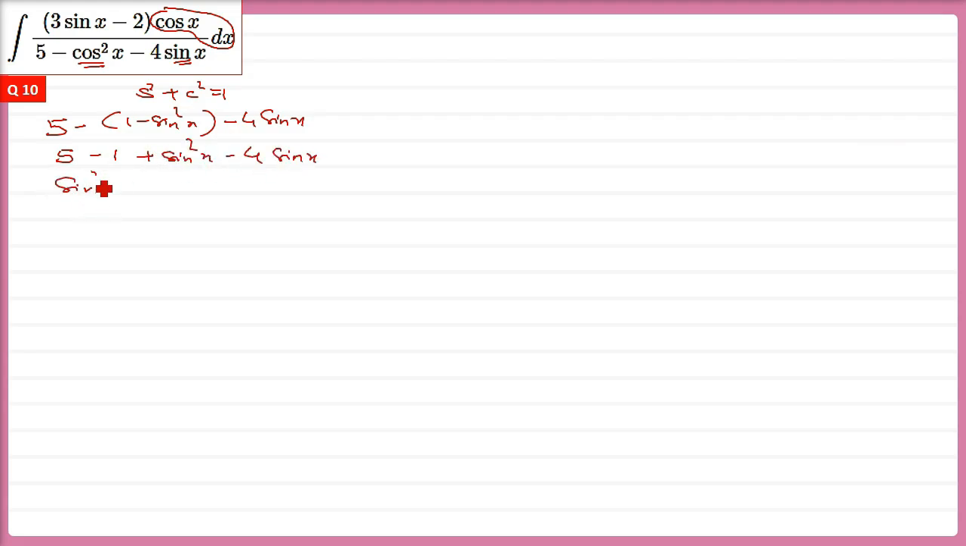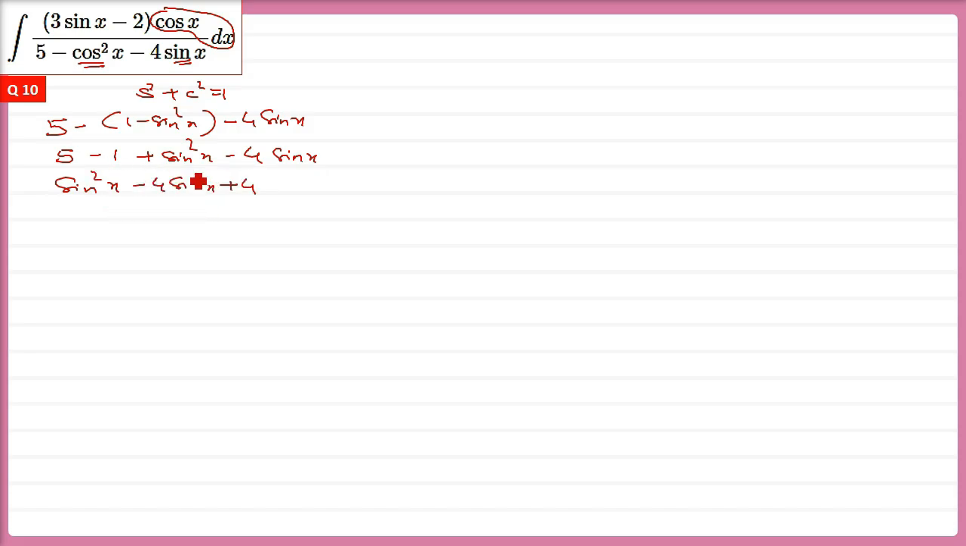Then we have a cos square x in the denominator, so we need to convert it into sin x so that we have a homogeneous sin in the denominator. So I'm writing this cos square x as 1 minus sin square x because sin square x plus cos square x is 1. Then this 4 sin x. Now let's change it, 5 minus 1 plus sin square x minus 4 sin x. Now let's rearrange it, sin square x minus 4 sin x, and 5 minus 1 is 4.